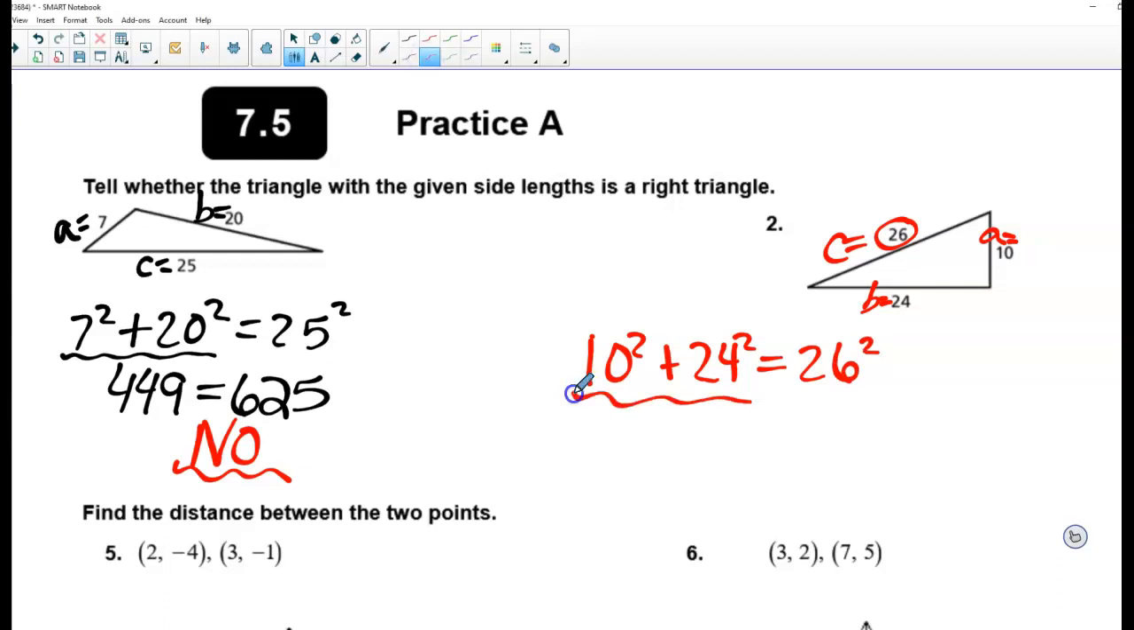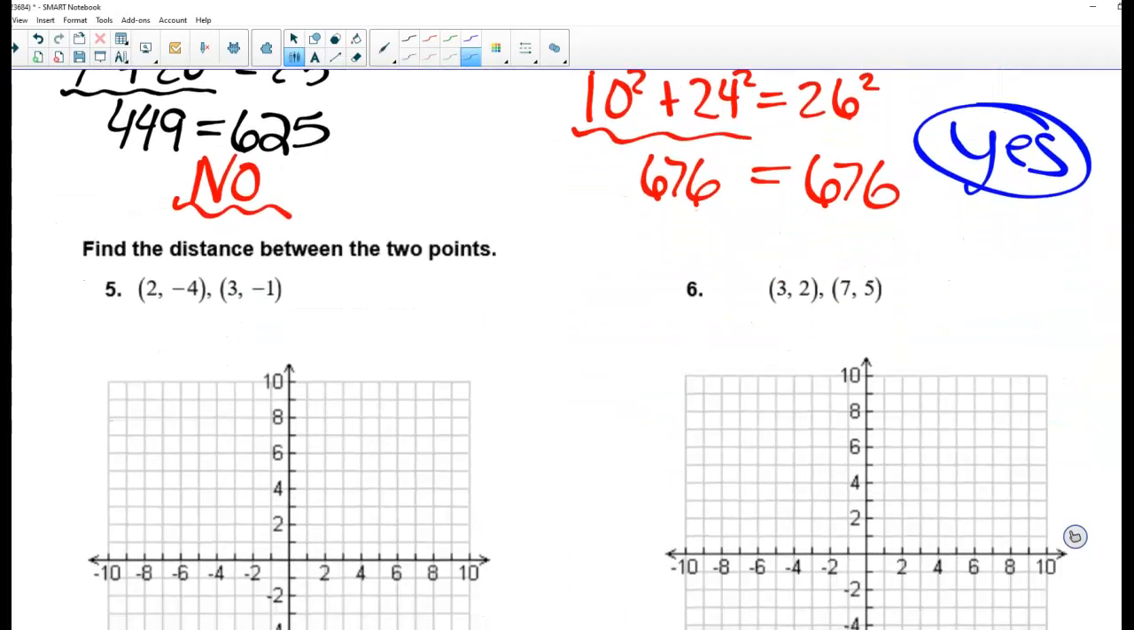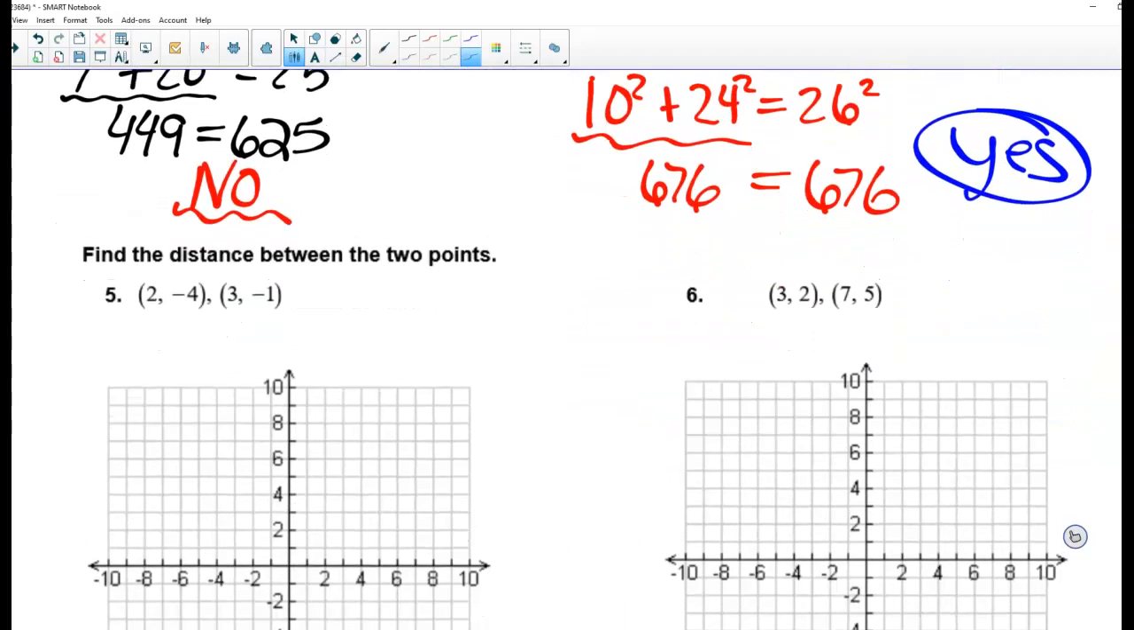When I enter all of this in on the one side, I get 676 equals, and then 26 squared, I enter that in, and I actually get 676. So they are equal, so that means yes, it's true, it's a right triangle. So I can go ahead and then put in the right angle there. Okay, let's look at the next one, finding the distance from 2 points.